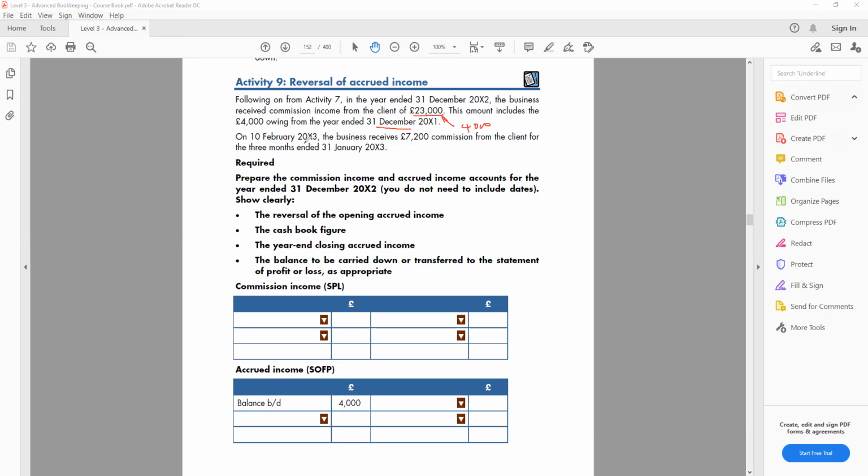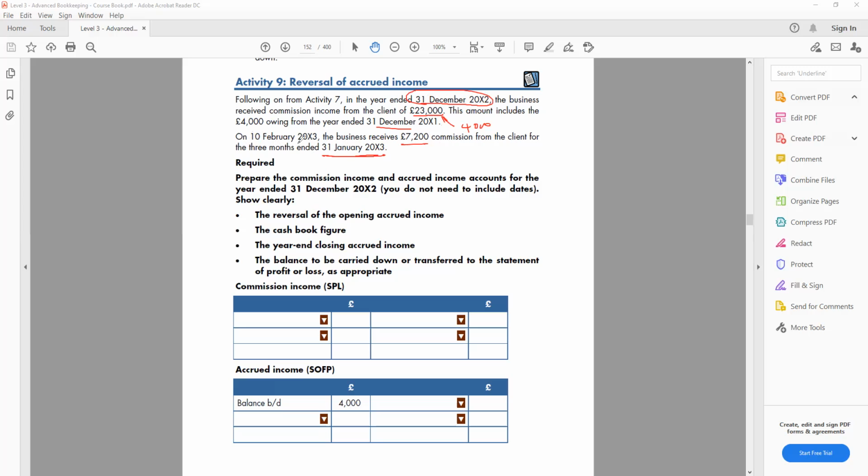On 10 February 2003, the business received 7,200 commission from the client for the 3 months ended 31st January 2003. So my year ended 31st of December 2002. And we can see that in February next year, we receive 7,200 commission. That is relevant to 3 months, ended 31st of January 2003.